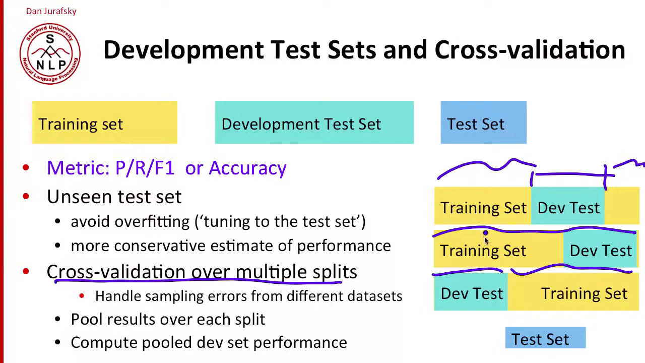And we're going to pool our results from each split and then compute a total pooled dev set performance. This lets us avoid having very small test sets or very unrepresentative test sets. A lot of the data gets used for both training and test in different splits. Still, at the end, we need to have our clean, unseen test set so that we don't overfit to these dev sets.